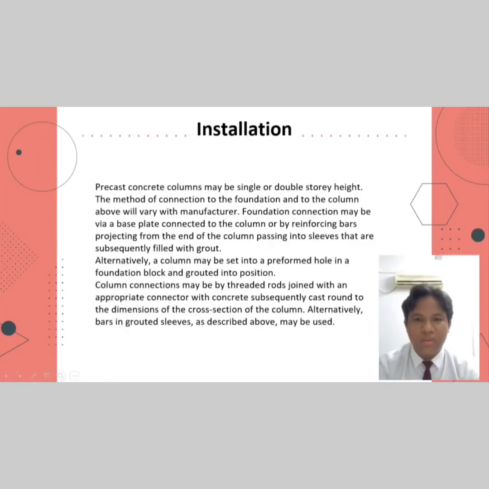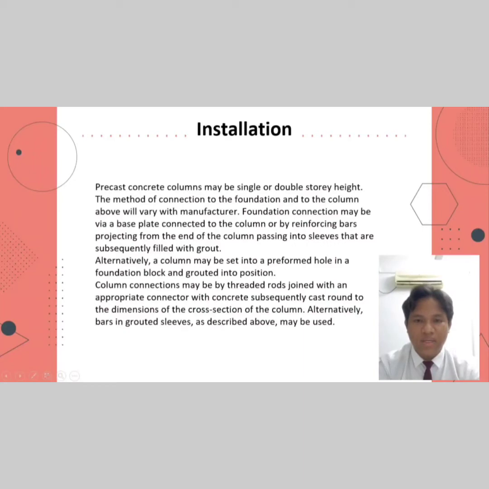Precast concrete columns may be single or double story high. The method of connection to the foundation and to the column above will vary with manufacturer. Foundation connection may be via a base plate connected to the column or by reinforcing bars projecting from the end of the column passing into sleeves that are subsequently filled with grout. Alternatively, a column may be set into a preformed hole in a foundation block and grouted into position.